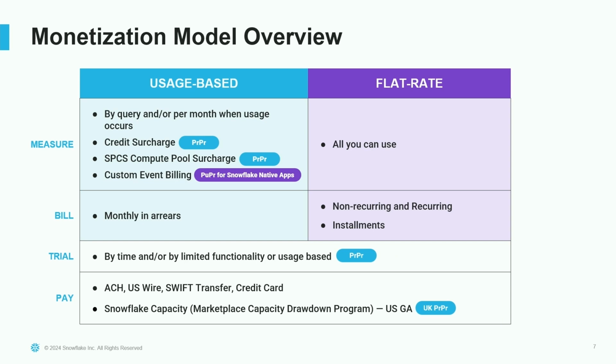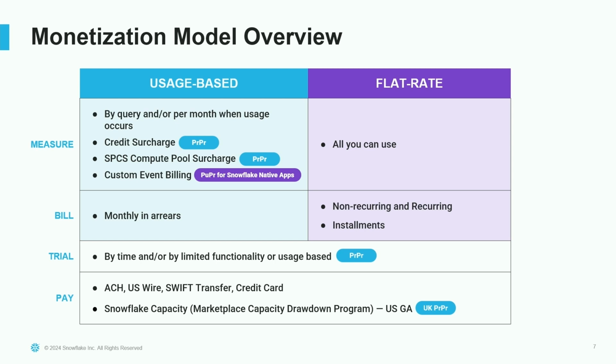So here are the models that we offer today. At the highest level, we have usage-based and flat rate pricing. So think of usage-based as Snowflake On Demand or pay-as-you-go. We bill customers monthly in arrears, sum up their charges, and they get an invoice in the following month. And then flat rate, we're all familiar with this, all you can use for some period of time, 1 to 36 months. It can be recurring, non-recurring. We offer installments if you're a customer and you have certain payment terms that you want to negotiate over the lifetime of the deal.